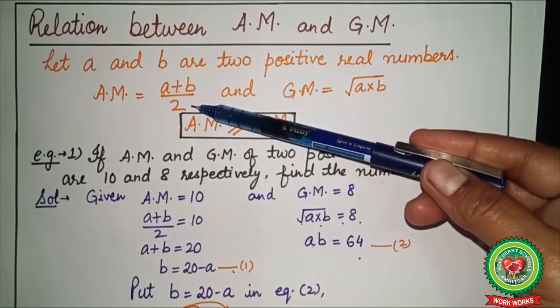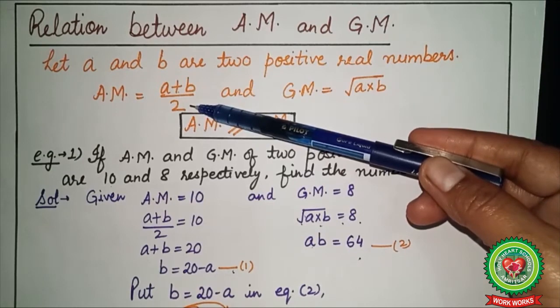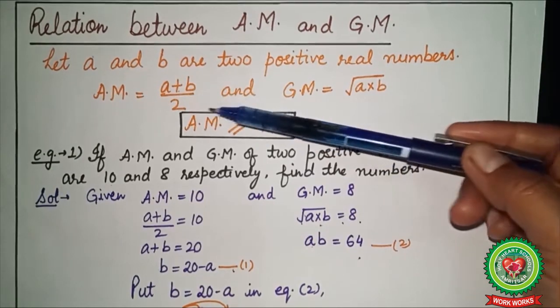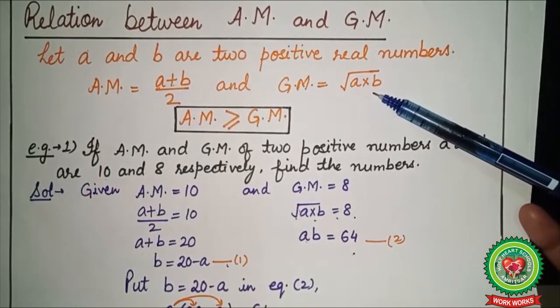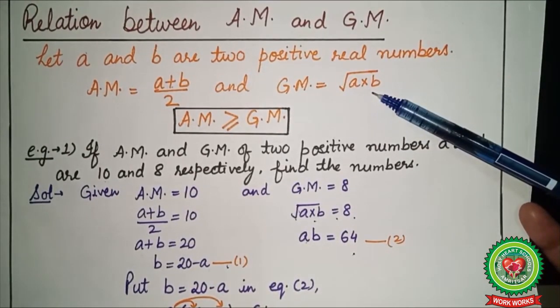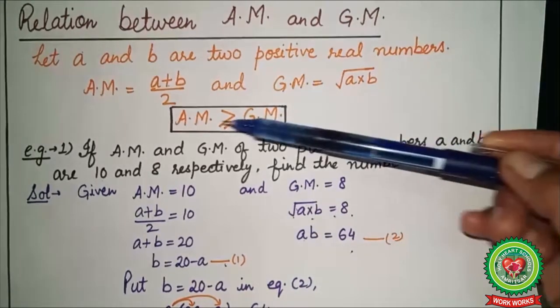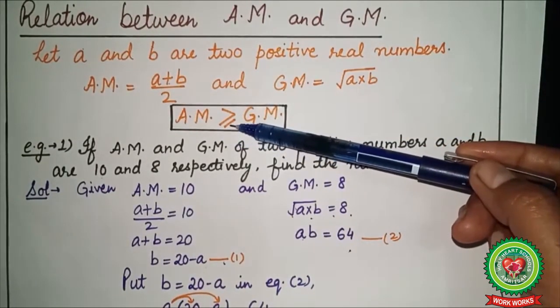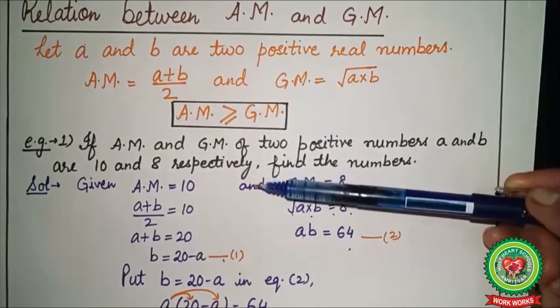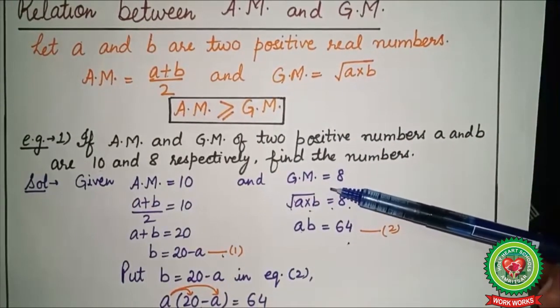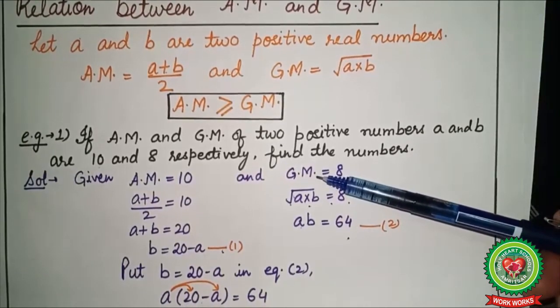Arithmetic mean we can find by adding them and dividing by 2, that is (A plus B) by 2, and geometric mean is under root of A multiplied by B. Now you can check, for any value of A and B, arithmetic mean is always greater than or equal to the geometric mean. Now I am going to take an example in which both these terms are used.